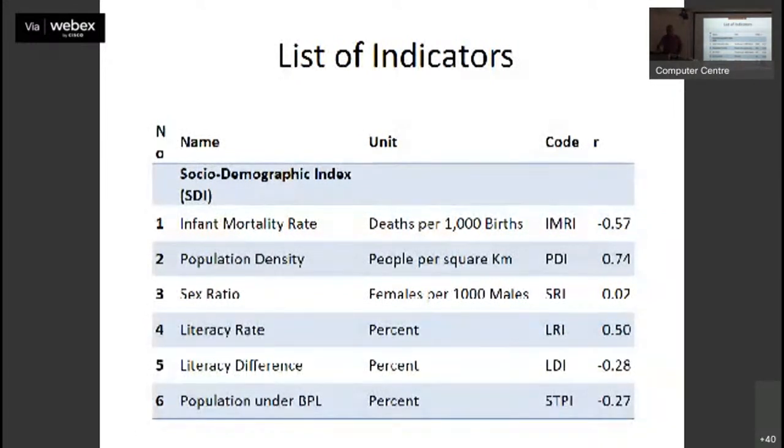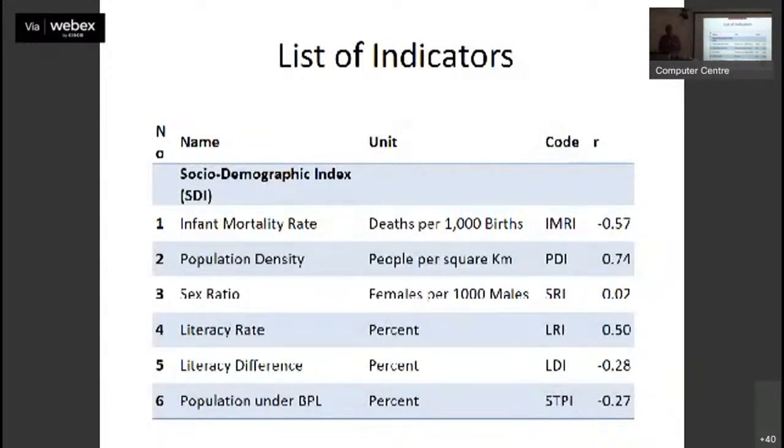And this is the correlation with the per capita income. Infant mortality rate has a high negative correlation with the per capita income. The more the per capita income, the less the infant mortality rate. Population density, very high correlation.